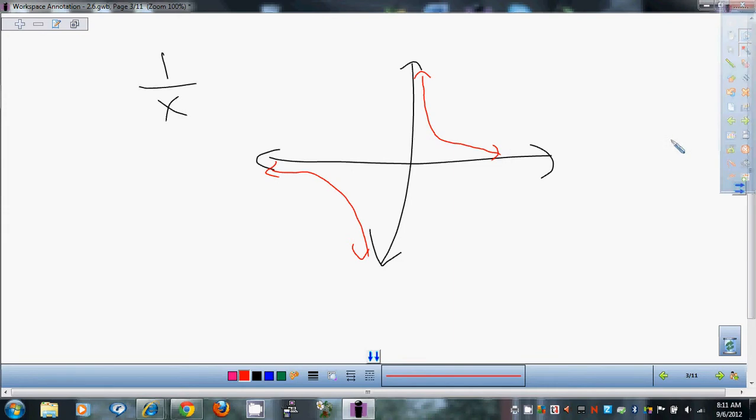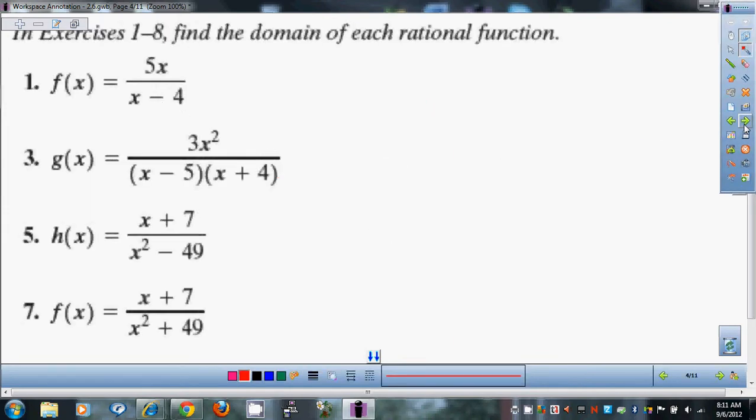All right, next slide. First kind of asymptotes we're going to look at, never mind, we're doing domain. I guess they're going to try to refresh us with these vertical asymptotes. What cannot be in the domain for number 1? 4. That's right, the number that can't be in the denominator. What about number 3? 5 and negative 4. What about number 5?